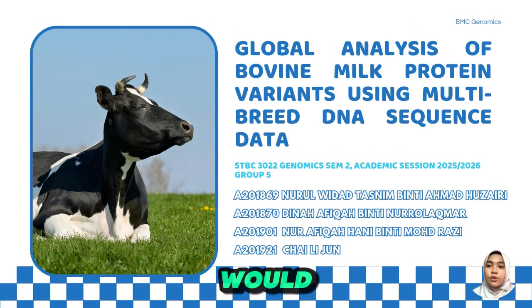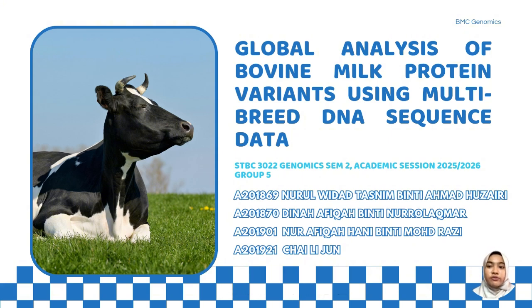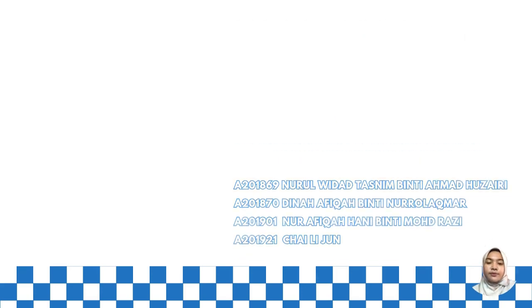Today our group would like to present a journal entitled Global Analysis of Bovine Milk Protein Variant Using Multi-Breed DNA Sequence Data. This study focuses on the genetic variation of major bovine milk proteins across multiple cattle breeds worldwide using DNA sequencing technology. Before we move into the findings of the paper, let us first understand the background of the bovine milk proteins and why this topic is important.